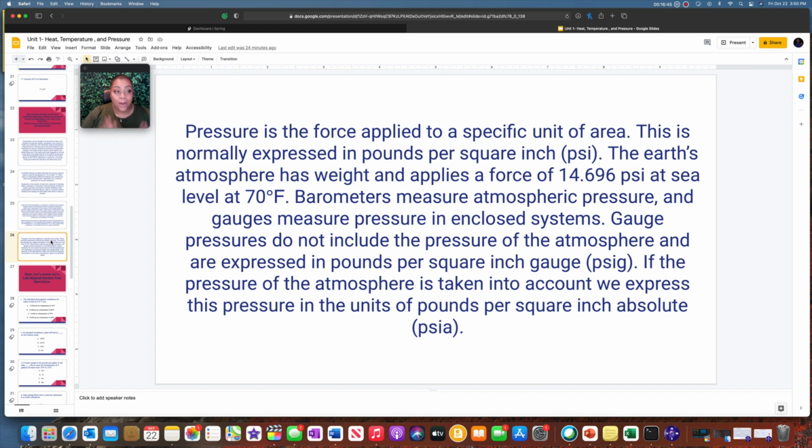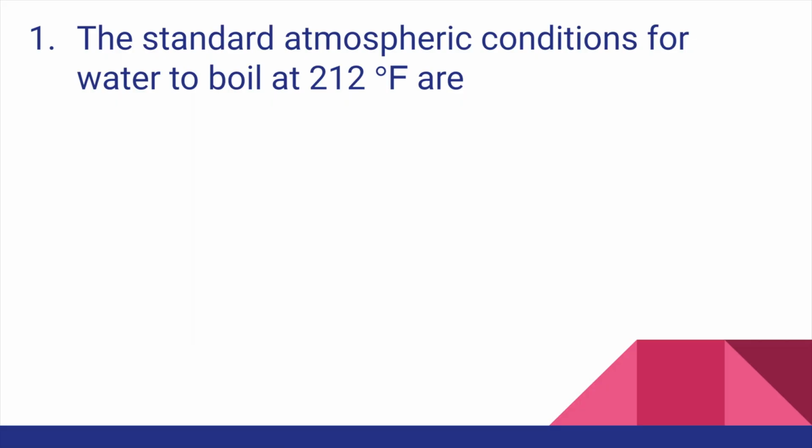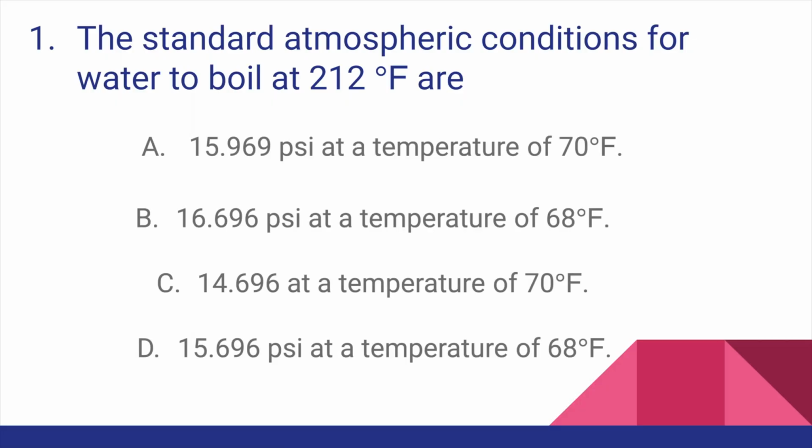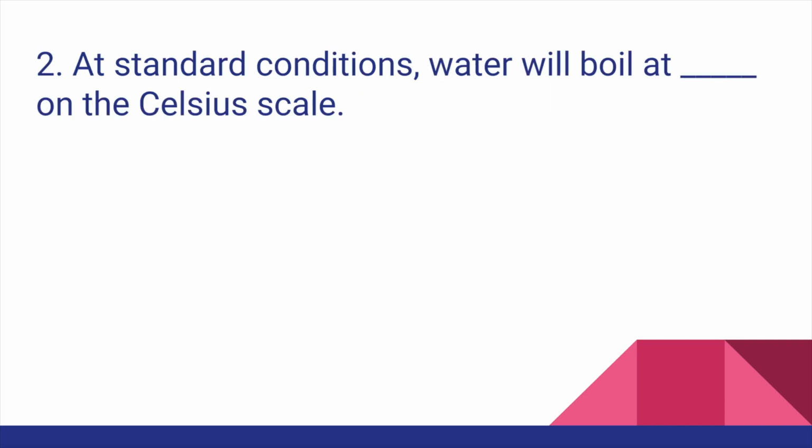All right. Whew. We did good. Now let's move on to our lab questions and let's end this up. Number 1. The standard conditions for water to boil at 212 degrees Fahrenheit are 14.696 psi at a temperature of 70 degrees Fahrenheit. Remember this for the refrigeration system.